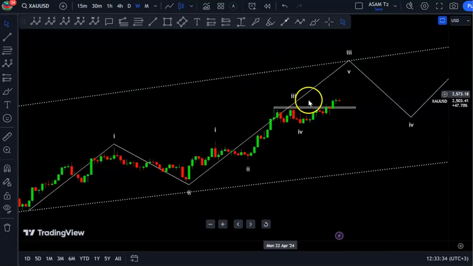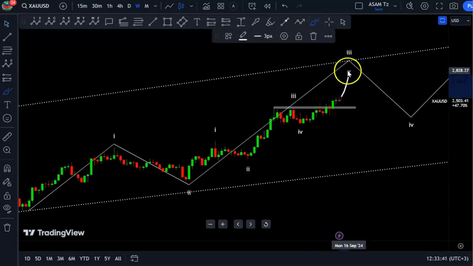And the overall direction, as I've said, in monthly time frame, we are looking up. The same thing here, we're looking up in the completion of the 5th wave of the 3rd wave in higher degrees.